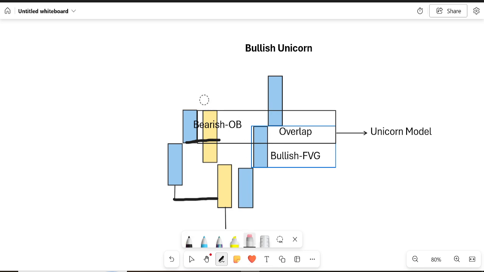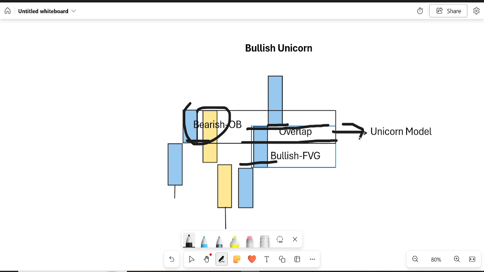So we have a breaker block. What we need to look for next? We need to look for a fair value gap overlapping with this breaker block. So this is a confirmed breaker block. We have this fair value gap to the buy side. So we need to find the common area between these two. The common area between these two is this, where these two PD arrays are overlapping. This common area is called the unicorn model. It's a bullish unicorn model, which means it will act as a support for the price and support the price to the upside. So this is how a unicorn model looks.